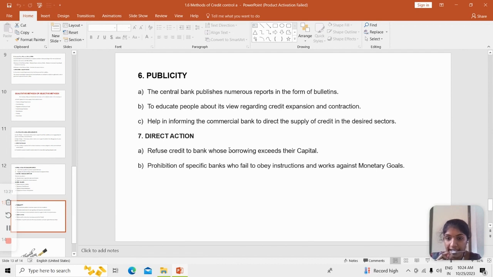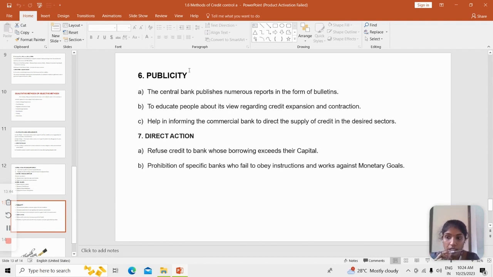Last one is direct action, which means if any bank is refusing credit to needy customers without any prior reason, or prohibiting any credit to needy customers, the regulatory authority will take direct action against such actions by commercial banks or other financial institutions.